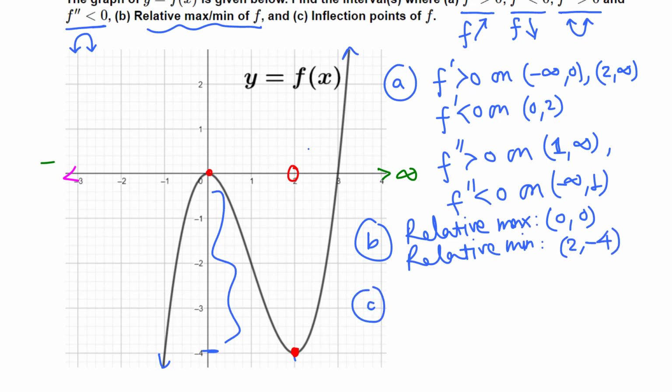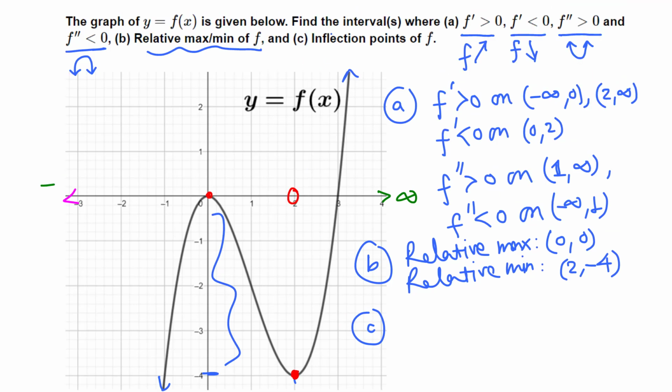Okay. In part C, we are asked to find the inflection points. Inflection points mean where the concavity changes. We saw last time, this is concave downward up to here 1, then after that it is concave upward. So concavity changes here, that is 1, -2. And that's the only inflection point we have.